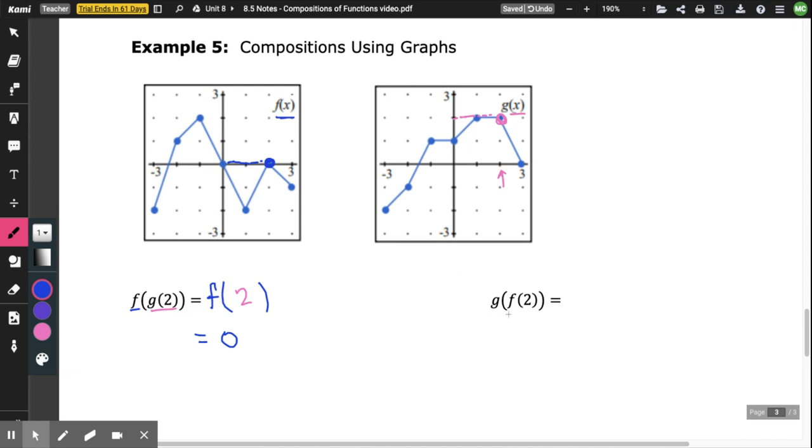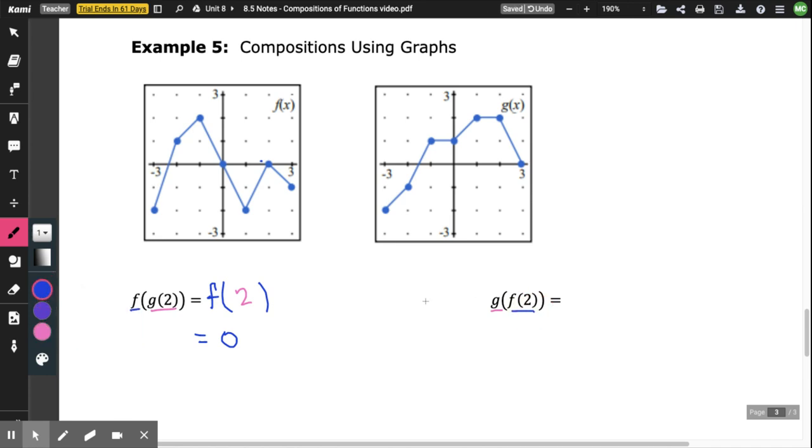Now we're going to try it the other way. We're going to go g of f of 2 and see if we get the same result. So I'm going to get rid of all of my marks up here so that I can mark up the graphs again. Alrighty. Okay, so this time around, again, I'm going to do g in pink and I'm going to do f in blue.